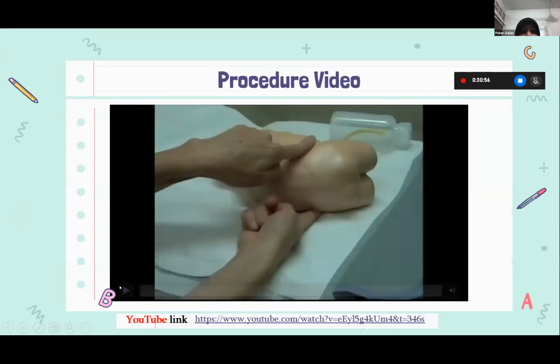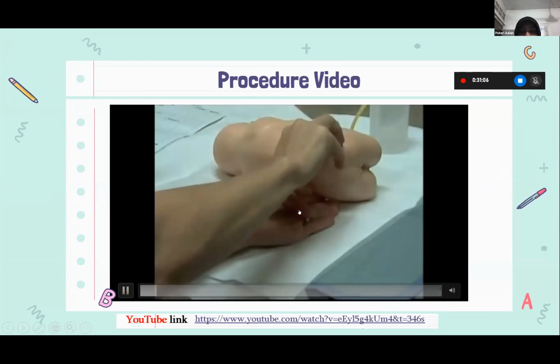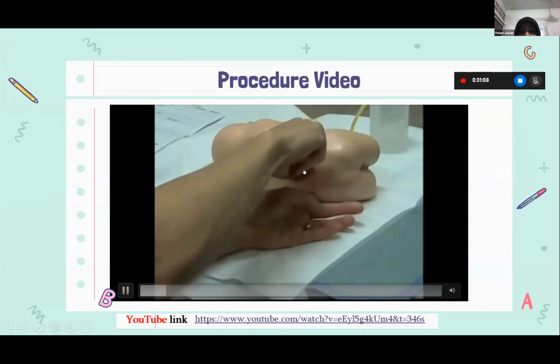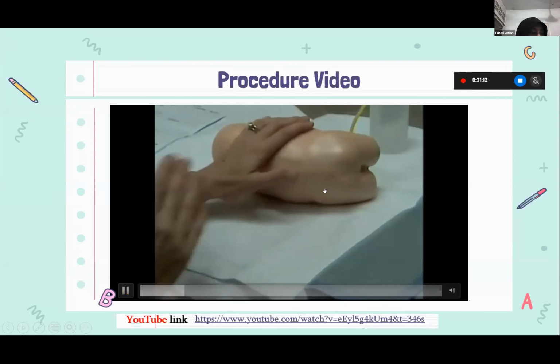So this is the procedural video. We give sedation and local anesthetic and then positioning. This positioning is the lateral recumbent position. Visualize the vertical line between the two highest iliac crests, and the midline of which is the point of puncture, which is the L3 to L4 interspace for pediatric patients.